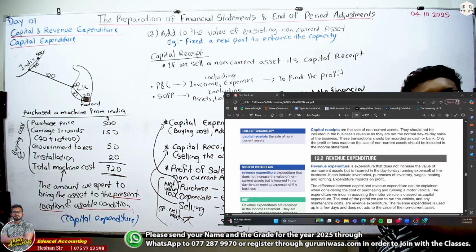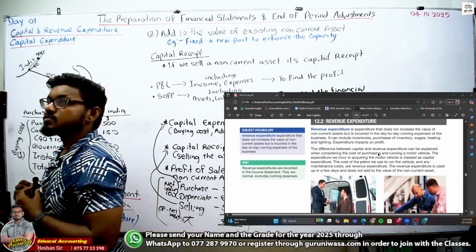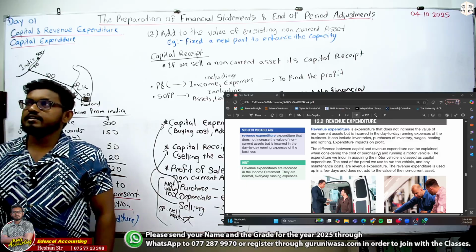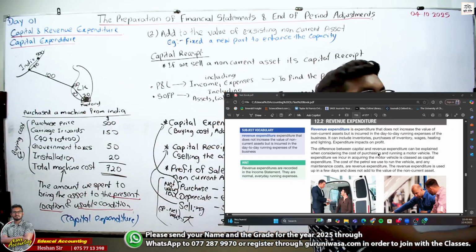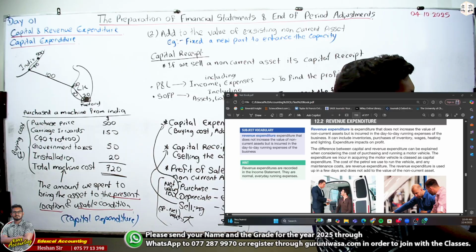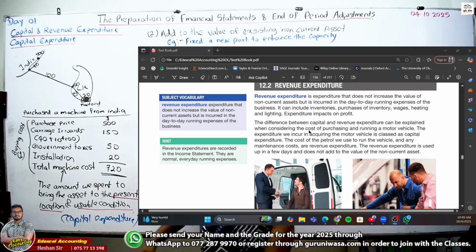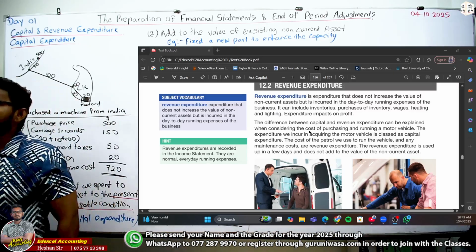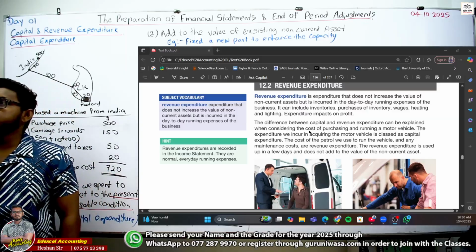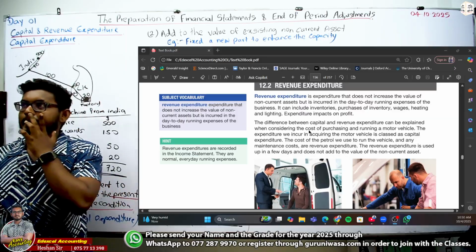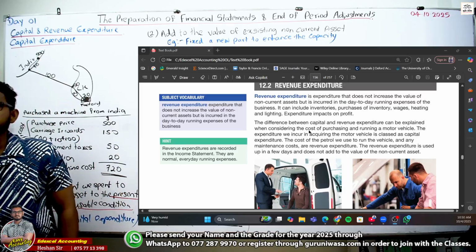Let's go to the revenue expense. Revenue expenditure is that which does not increase the value of the non-current asset. It does not increase the capacity and everything, right? But it is incurred in the day-to-day running expenses of the business. It can include purchase of inventory, wages, heating and lighting expenditure, impacts on profit. These things go to the profit.